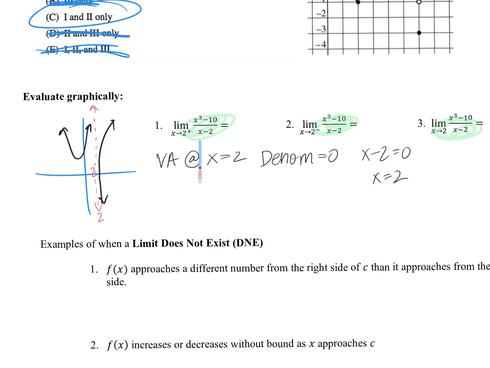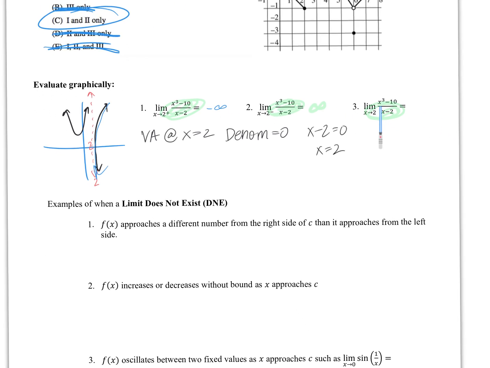Okay, let's answer this then. As x approaches 2 from the positive side, what would you say? I heard it. Say it, Livy. You got it. -infinity, she says. This is going down. -infinity. Agreed. So we're going to say this one's -infinity. What about this one? 2 from the negative side. Positive infinity. So this third one's saying, what happens as x approaches 2 from both sides? Does not exist. Very good.